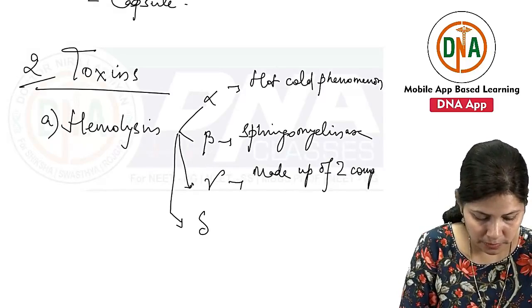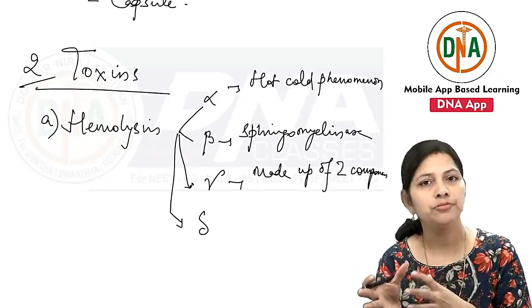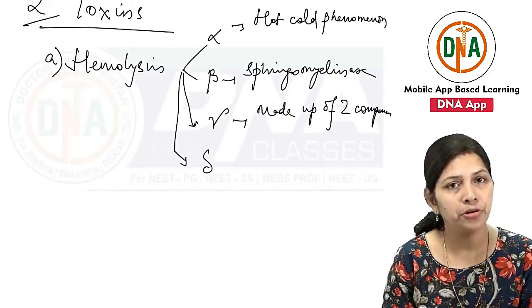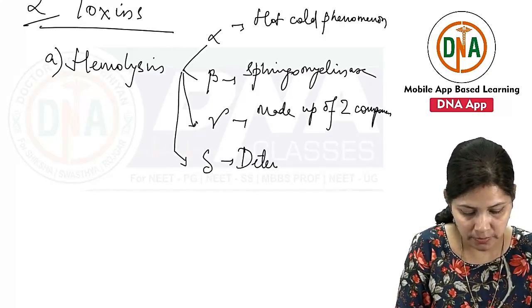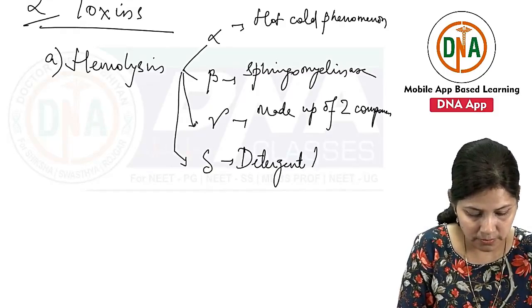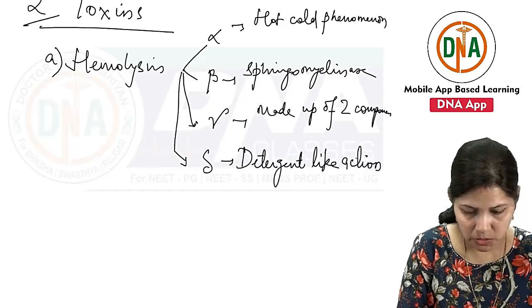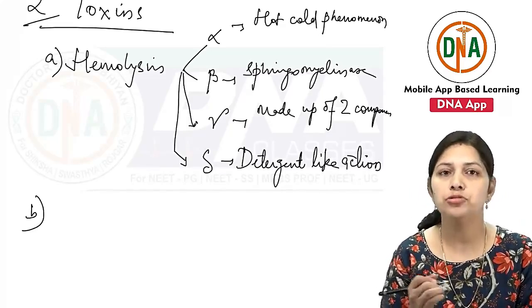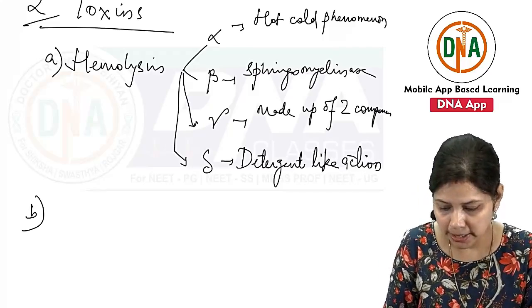Two components, and both are required together for their toxicity. Okay, so it is a bi-component toxin, and delta is having a detergent-like action. So apart from hemolysis, it is hemolysins, it is also producing certain other toxins like leukocidins.